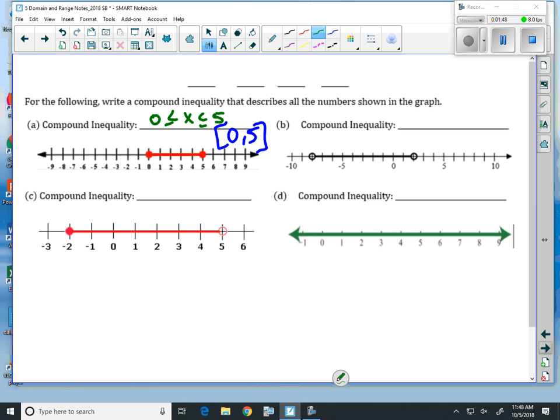Our next one is from -8 to 2. Do either of those get a line underneath? No, because they're open circles. So if we were going to write it in interval notation, what am I going to have? Parentheses on both.